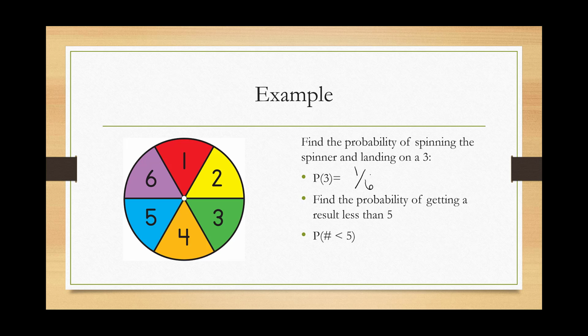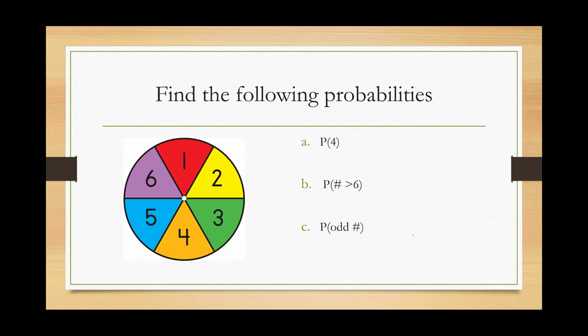The second question on the page says, let's find the probability of getting a result less than 5. Notice it's not less than or equal to, it is strictly less than 5. So less than 5 would be 1, 2, 3, or 4. So this is 4 out of 6, but remember, you want to reduce that to 2 over 3. Let's continue with the spinner, and let's find the probability of getting a 4. Well, getting a 4 was just like getting a 3. There's one way to get a 4 out of 6 possible things.